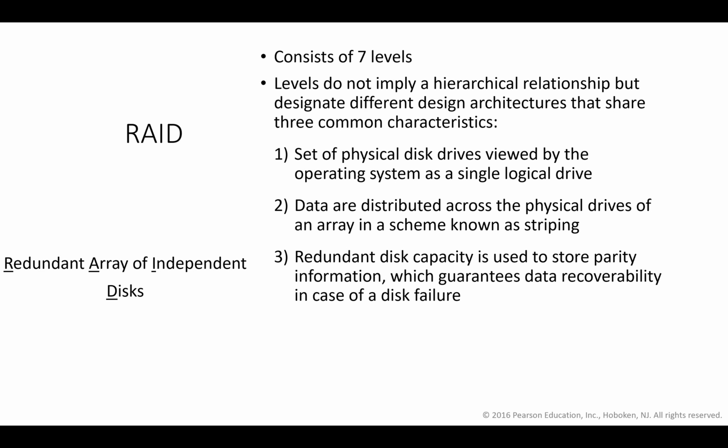So talking more about RAID, it consists of 7 levels. Levels do not imply a hierarchy relation but different design architectures that share 3 common characteristics. First, a set of physical disk drives viewed by the operating system as a single logical drive. Second, data are distributed across the physical drives of an array in a scheme known as striping. Third, redundant disk capacity is used to store parity information, which guarantees data recovery in the case of disk failure.